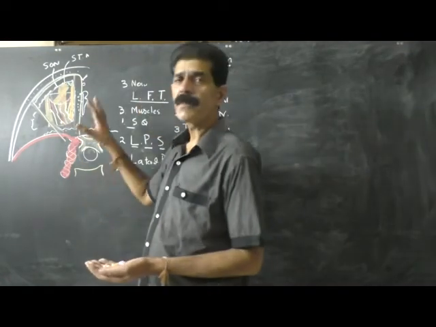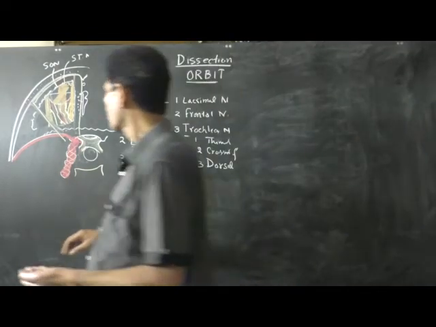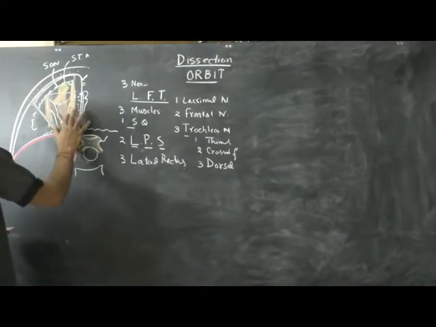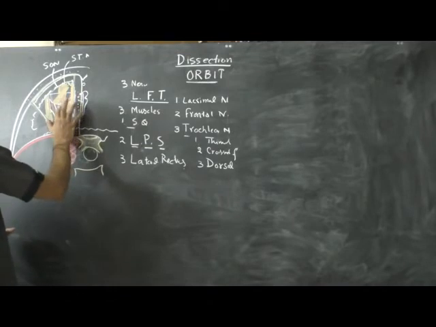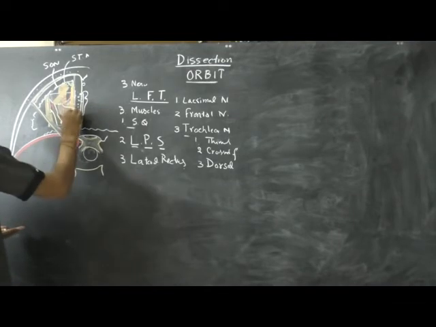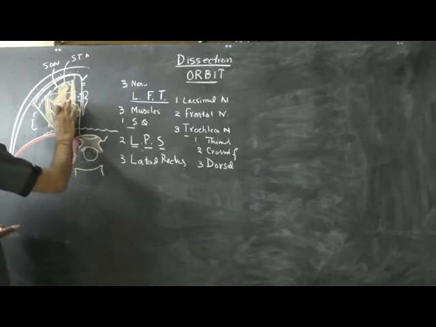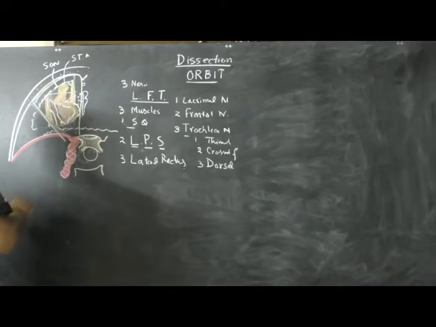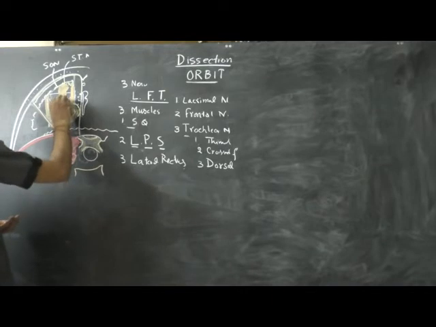In the third step of the dissection, we reflect the optic nerve laterally or medially, and below this optic nerve and parallel to it, what we see here is the muscle called the inferior rectus.